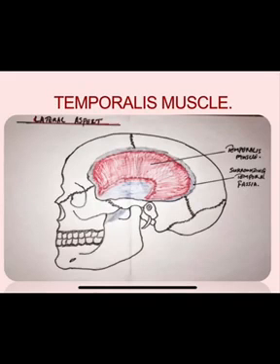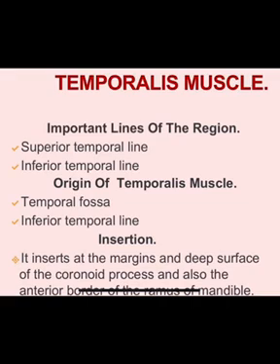Right here is an illustration of the temporalis muscle as seen on the lateral aspect of the skull. You can see the temporalis muscle there with a somewhat red color. And then the temporal fascia is also shown there with a kind of blue color. The temporalis muscle, you find it bounded by the superior temporal line and the inferior temporal line.